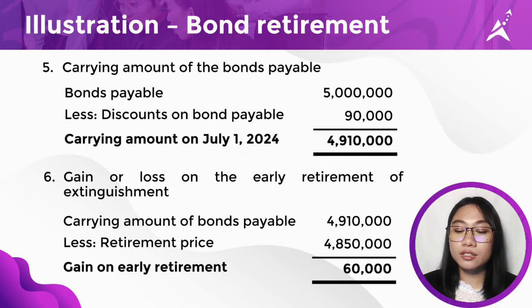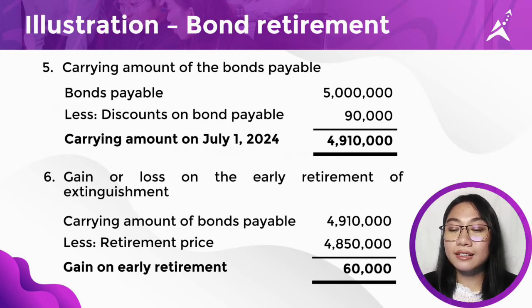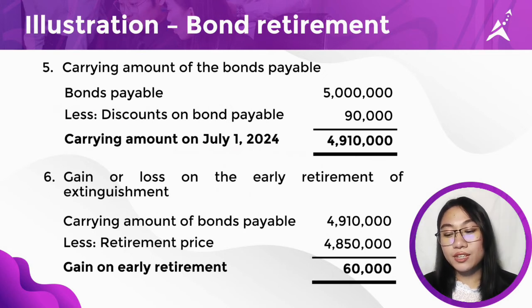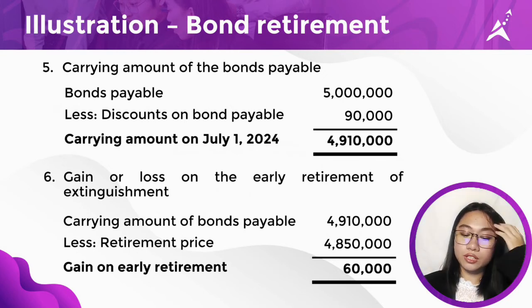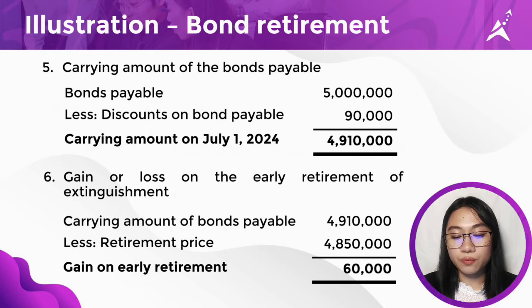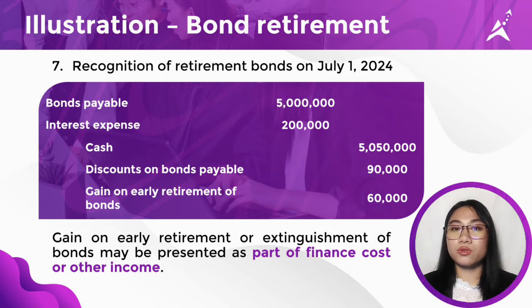In number 6, the gain or loss on the early retirement or extinguishment. So, gain or loss naman ang ide-determine natin. It will be computed by subtracting the retirement price from the carrying amount of bonds payable. So, 4,910,000 less 4,850,000 and the difference is the gain on early retirement which is 60,000 pesos. For our last step is the recognition of retirement. So, i-record na natin yung retirement ng bonds.